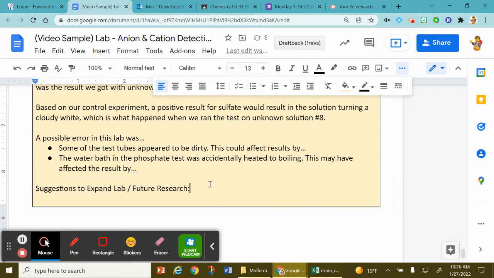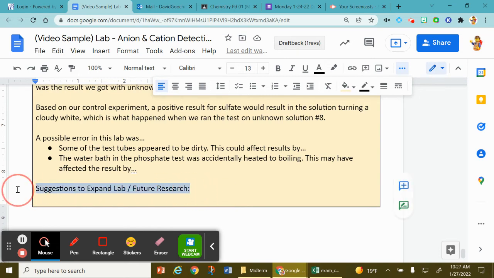Now, the last portion of this lab you need to do is suggestions on how to expand this lab and do future research. Here's the answer that I don't want here. I don't want you to say that, to expand this lab, I would like to do it with more tests that have prettier colors. That's not really expanding this lab. You just say that you like pretty colors, okay? This isn't kindergarten. I want you to talk about something you observed in this lab that you thought was interesting or weird and how you might investigate it further.